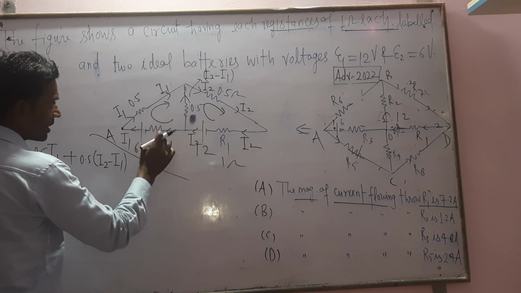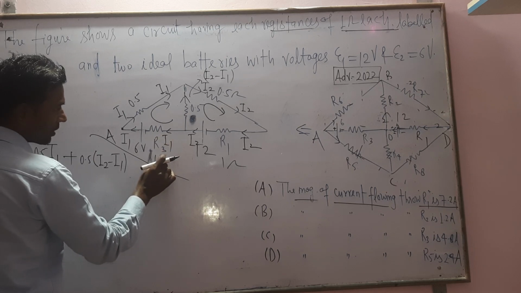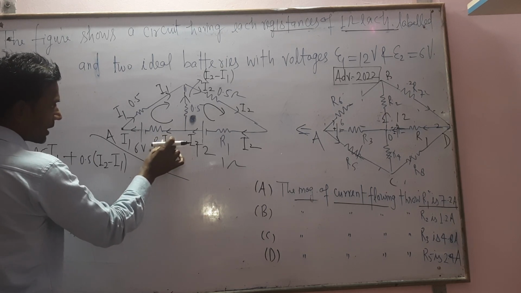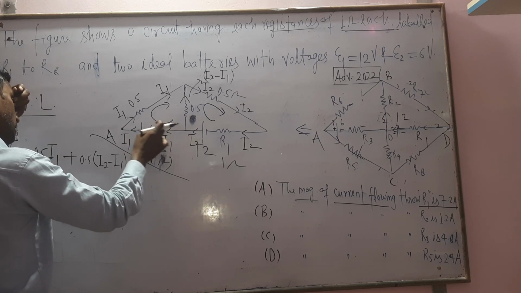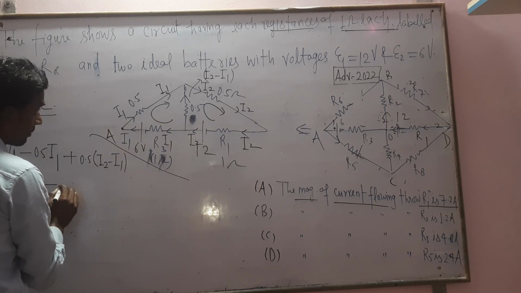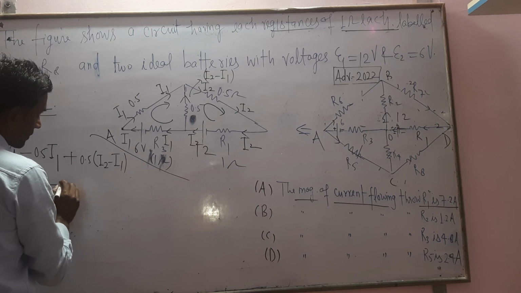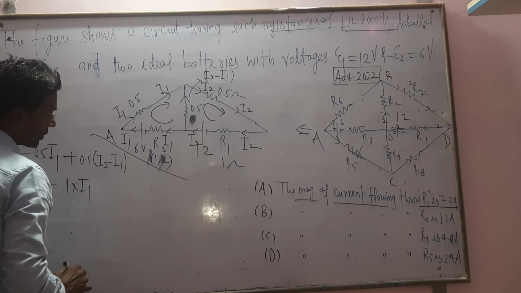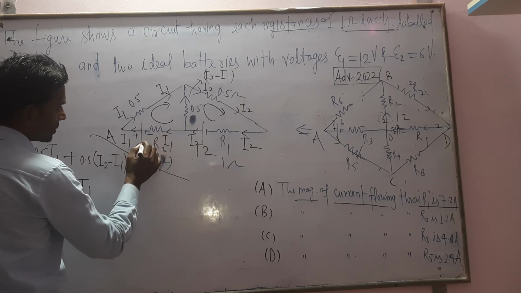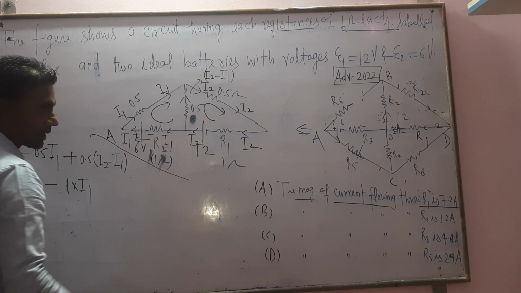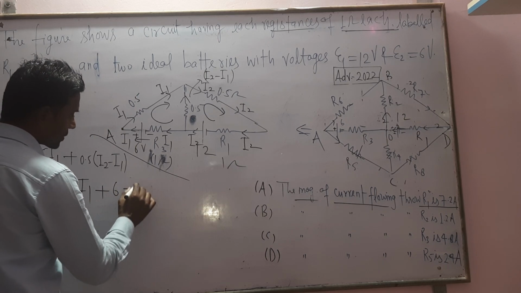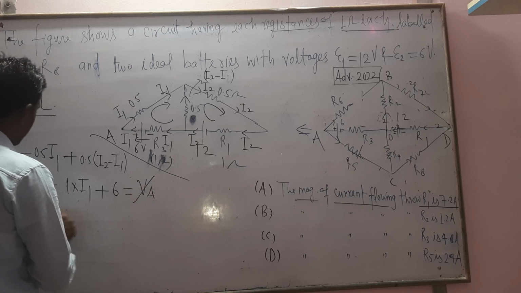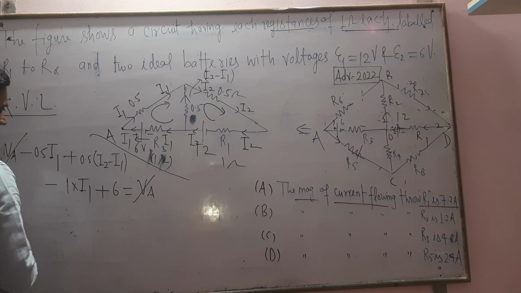This is R3, a 1 ohm resistance, and current I1 is flowing. We are moving along the current, so minus 1 ohm into I1. Then we cross from the negative to the positive plate, so that value equals plus 6 volt, equal to VA. The potential VA cancels out.